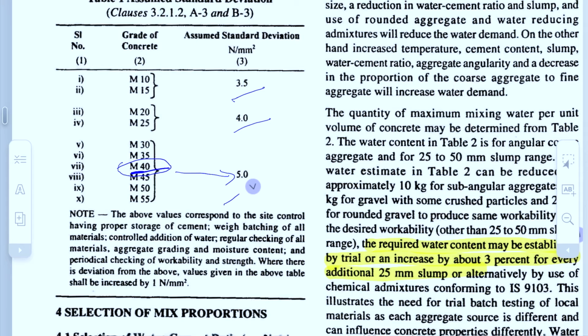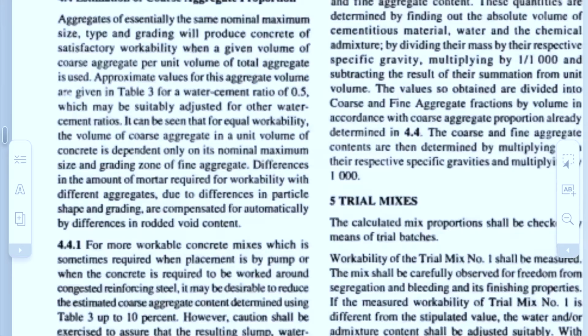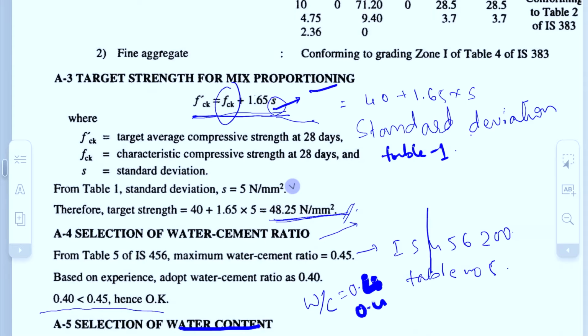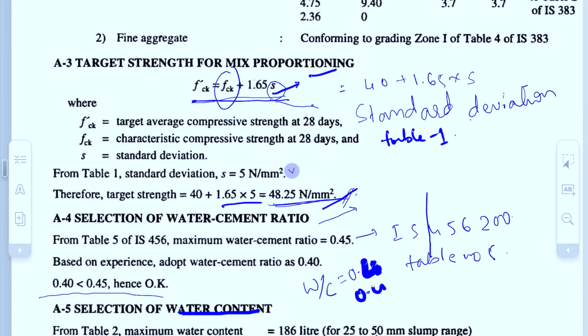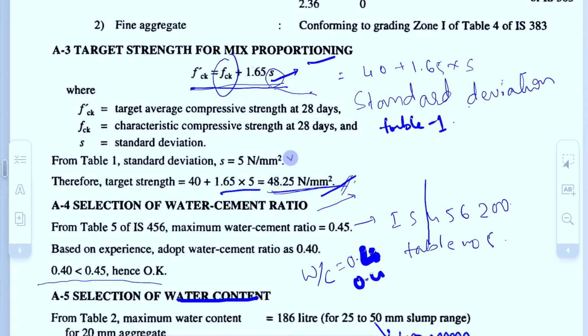In this scenario, because we have an M40 grade concrete, fck is 40, so we have to select the value of 5.0 as the standard deviation. As we put the value as 5, we get 40 plus 1.65 into 5, which gives us 48.25 Newton per mm square. That is the target strength we have achieved as far as the mix proportion is concerned.